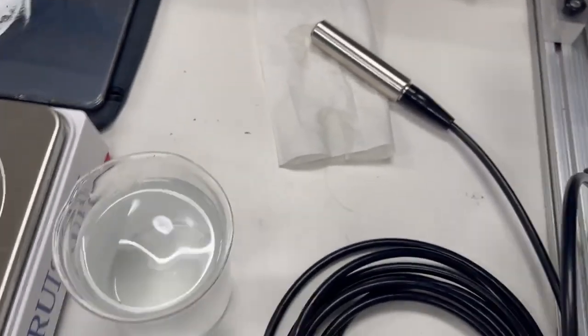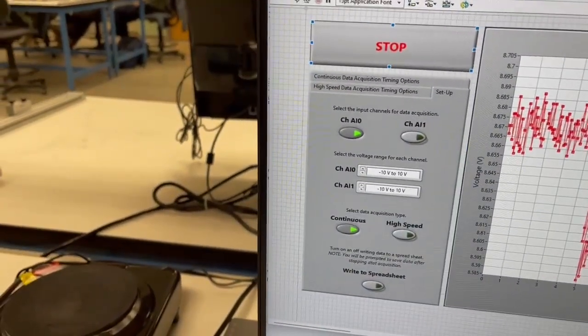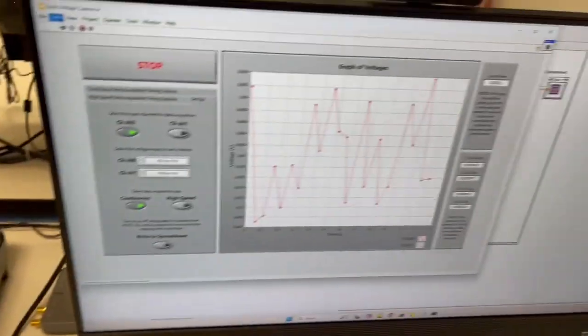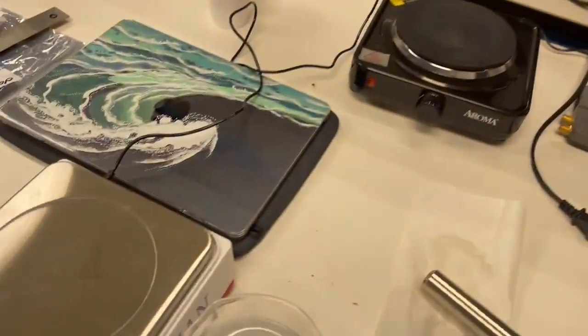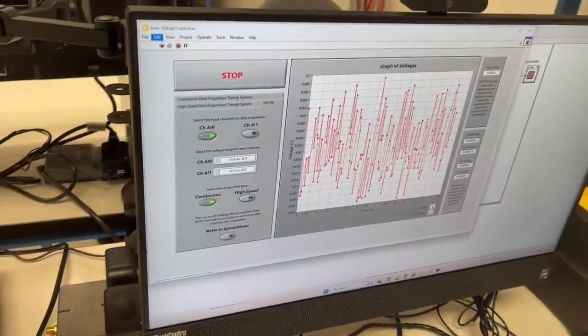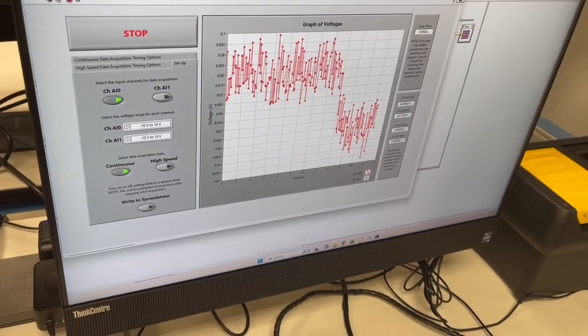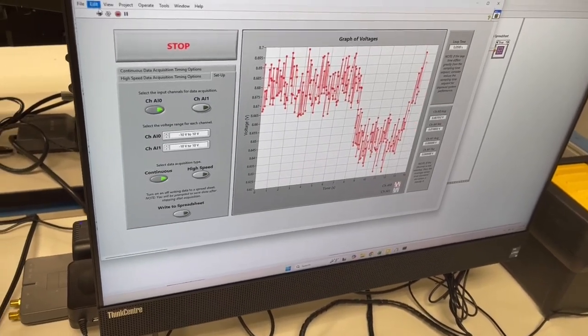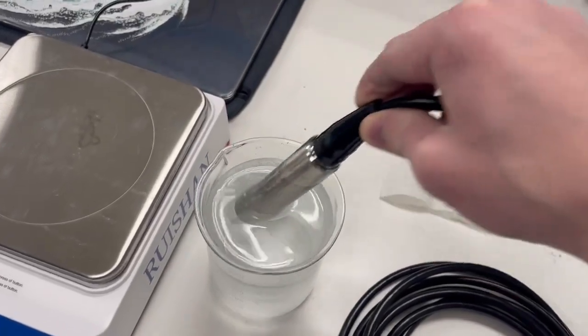So here is a full cycle of it running. You first turn it on. And right now it's reading all over the place, but the second I put it into the water, it immediately goes down, and then it's a little steady. And then I pull it out, and it goes back up. And this is all we would do.